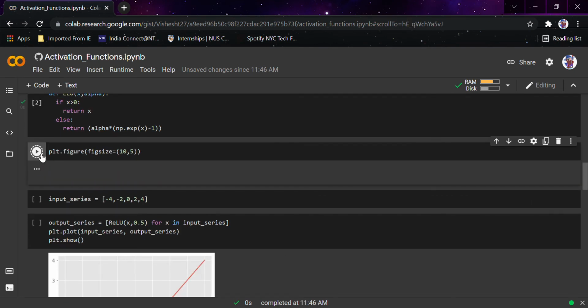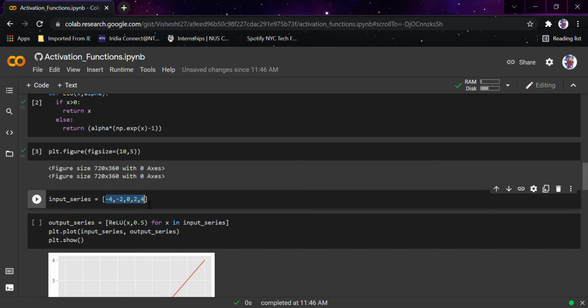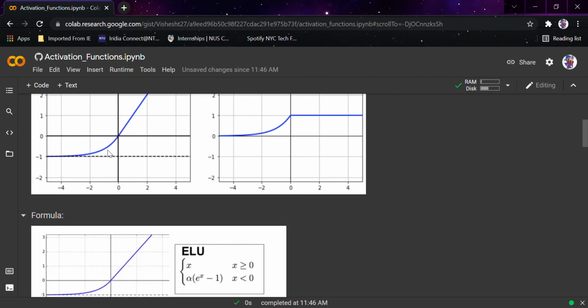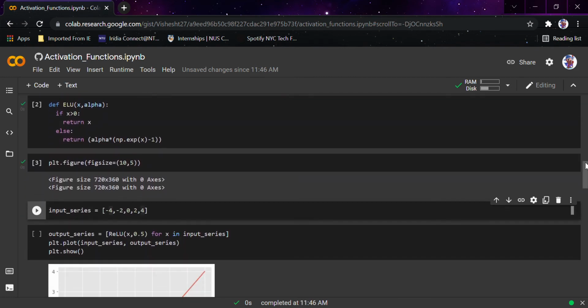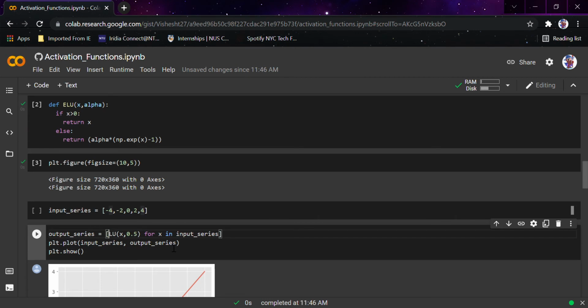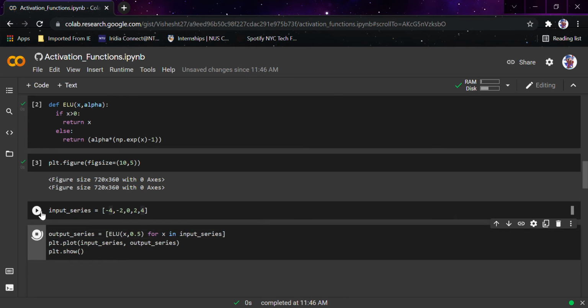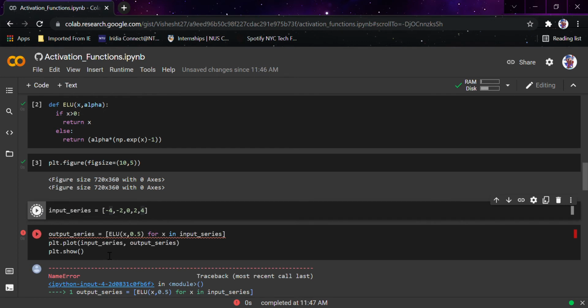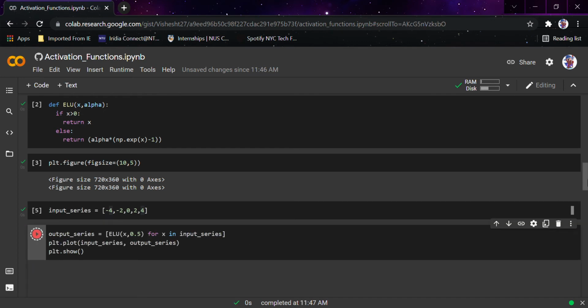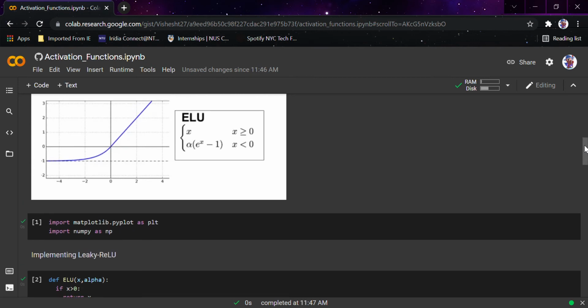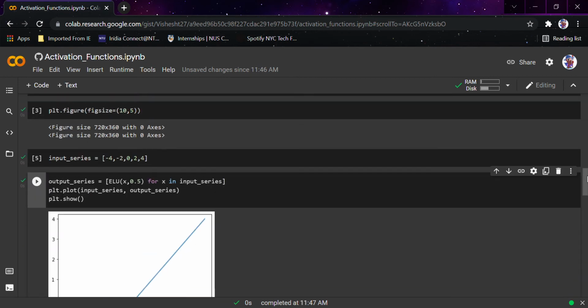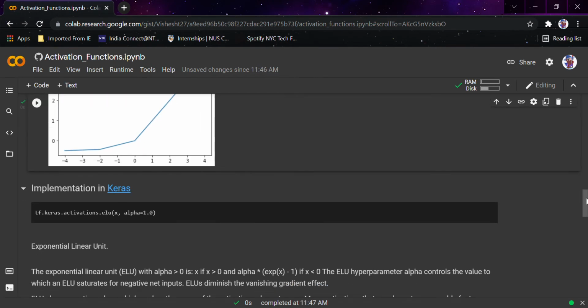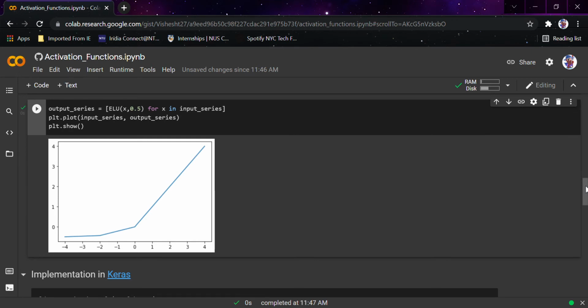Now we would plot the figure, and this is the input series, minus 4, minus 2, 0, 2, 4. We are going to take the same values that this graph is taking here, and we would simply pass the ELU function here. I just rewrote the name, but before that I didn't run the input series cell. I would just run it, and then run this, and you can see the graph is almost similar. That curve, due to the complexity, is not showing fully, but you can see the values.